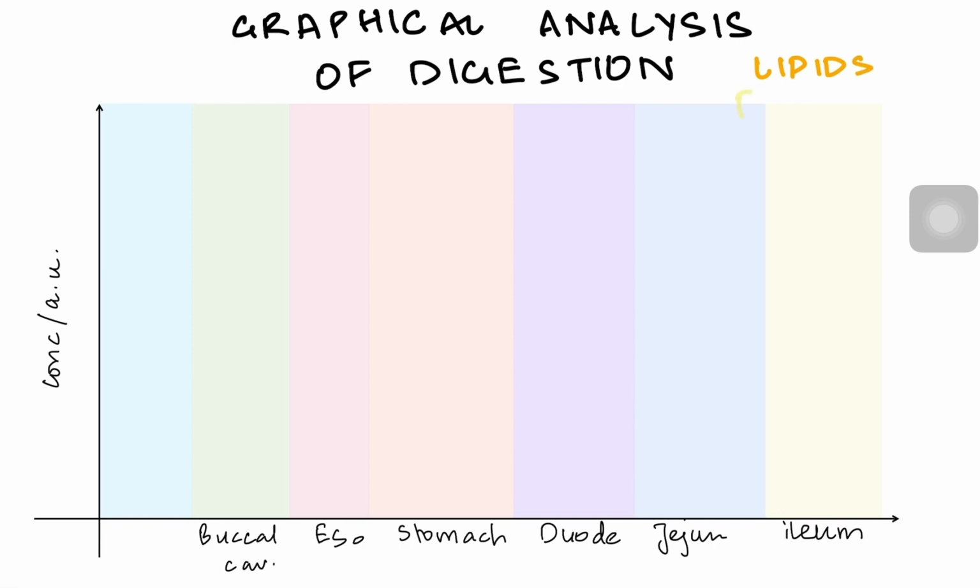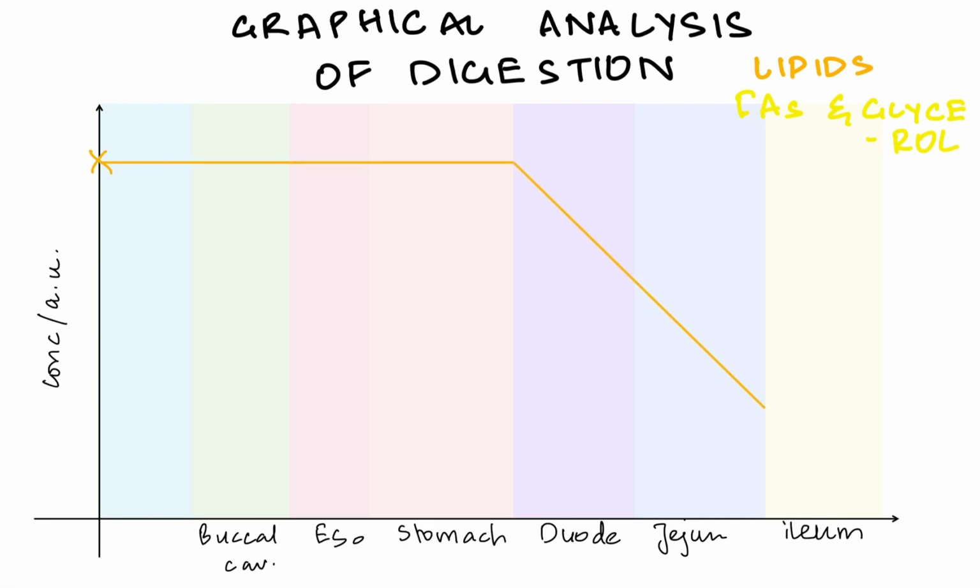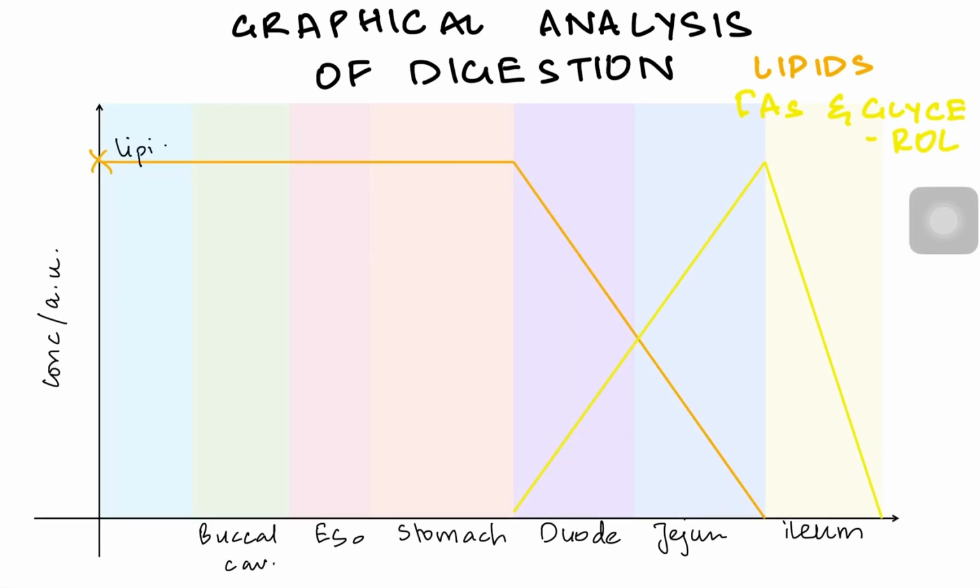Moving on to lipids and fatty acids and glycerol. The orange line is lipids and the yellow line is fatty acid and glycerol. So you can see the orange line remains the same up until stomach, and then it starts to decrease only at duodenum, while fatty acid yellow line increases, and then in ileum all the lines fall because lipids are not digested due to no lipase enzyme in the buccal cavity or the esophagus or the stomach. There's a very minute amount of lipase over there in the buccal cavity, but it's not substantial.